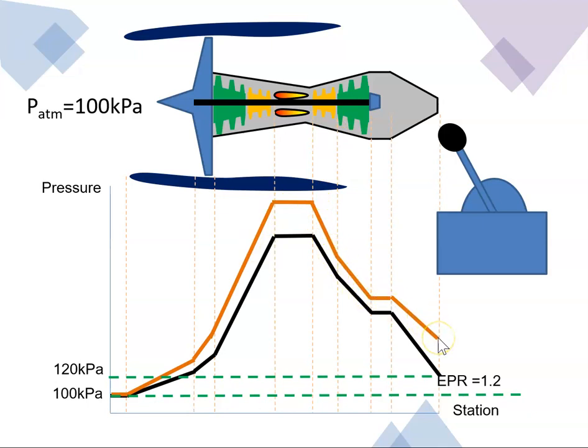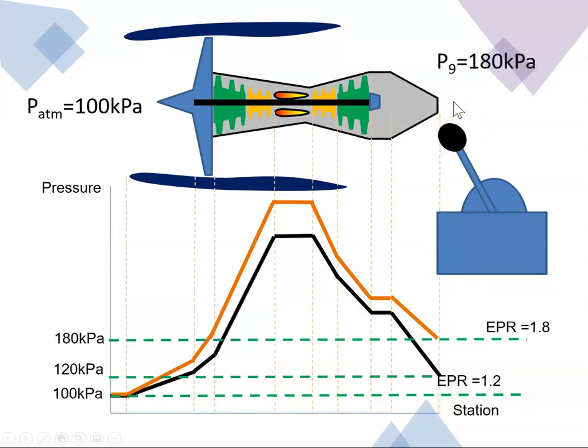But let's just suppose that having pushed the throttles forward, my pressure here is 180 kilopascals. That's shown here, 180 kilopascals. Well then, engine pressure ratio is P9 to P1, which is 180 K to P1 here, which was 100 K. And that gives me an engine pressure ratio of 1.8. So you can see, by looking at the pressure ratio, how much thrust or how much power the engine is producing.